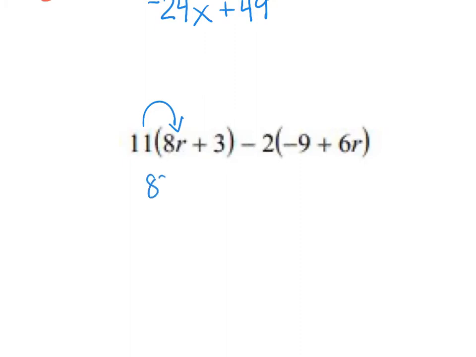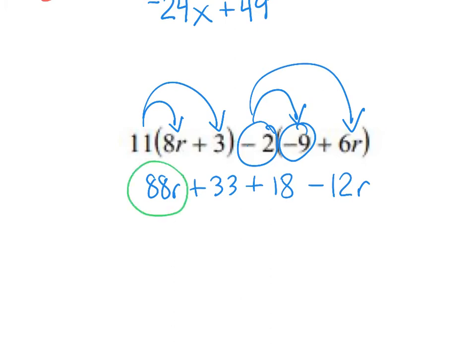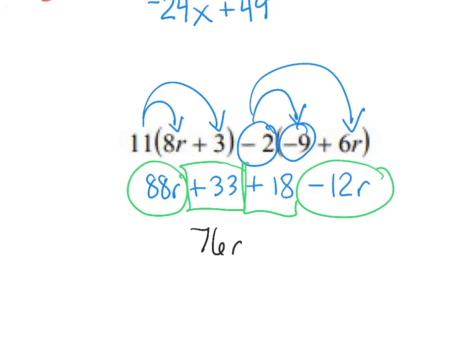Share things. 88r, 33, minus, so negative times a negative is a positive. Negative times a positive is a negative, so minus 12r. I think this is fun. You've got 88r minus 12r, so 88, 78, 77, 76r. You have a positive 33 and a positive 18, and you end up with 51, so plus 51. Remember, this is our constant. This is our coefficient on the variable. Okay, and let's see what else we have.